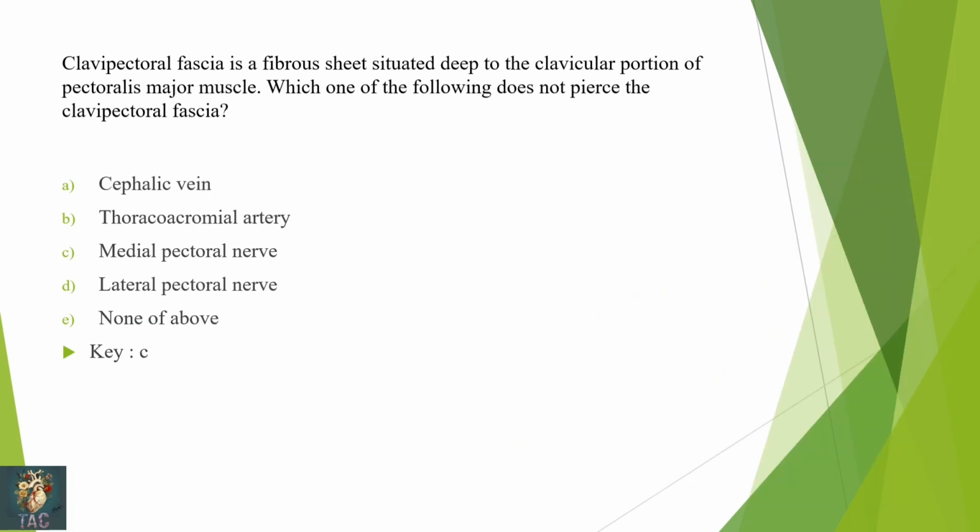Next question is, the clavipectoral fascia is a fibrous sheet situated deep to the clavicular portion of the pectoralis major muscle. Which one of the following does not pierce the clavipectoral fascia? That is cephalic vein, thoracoacromial artery, medial pectoral, lateral pectoral nerve, and none of the above. So the medial pectoral nerve basically does not pierce the clavipectoral fascia.